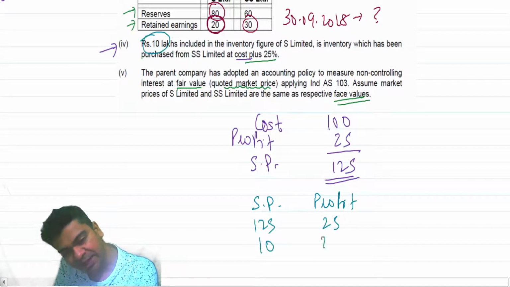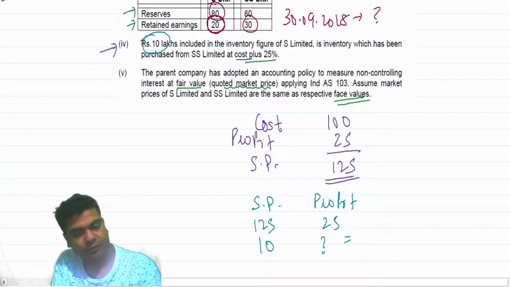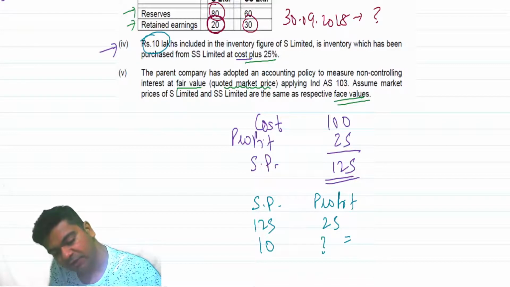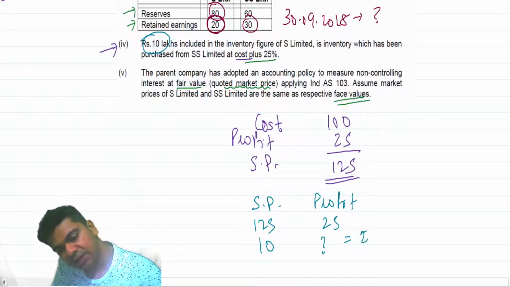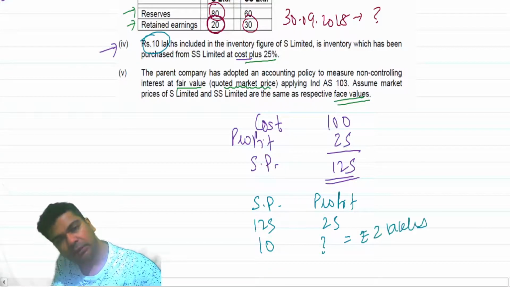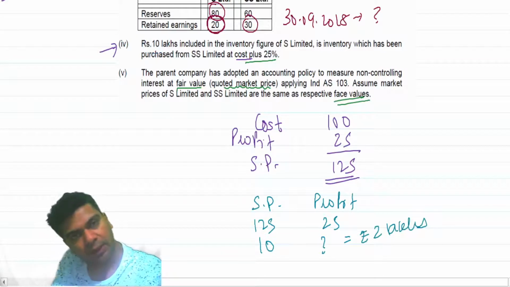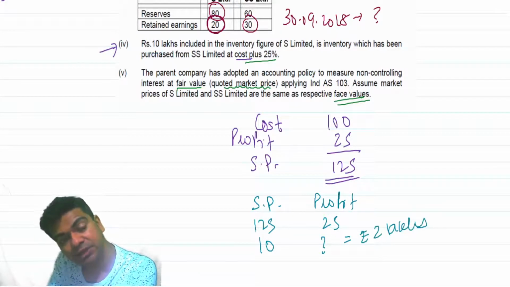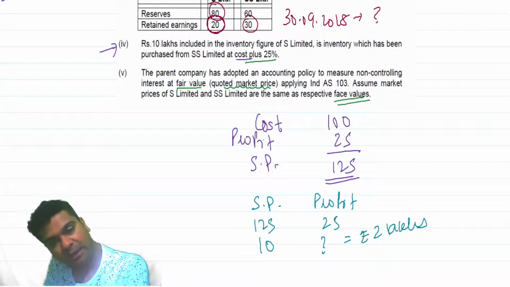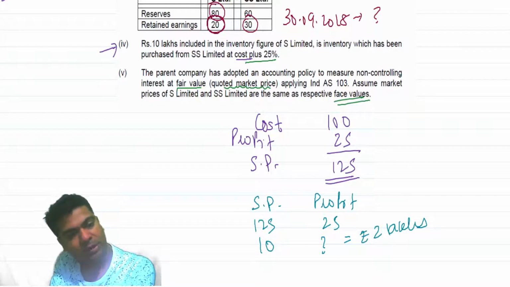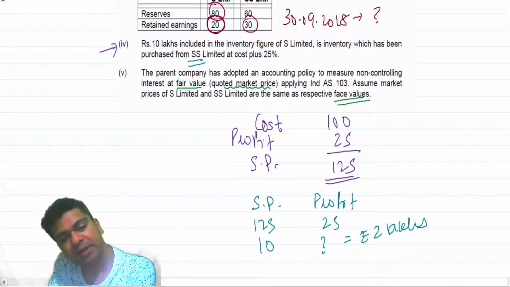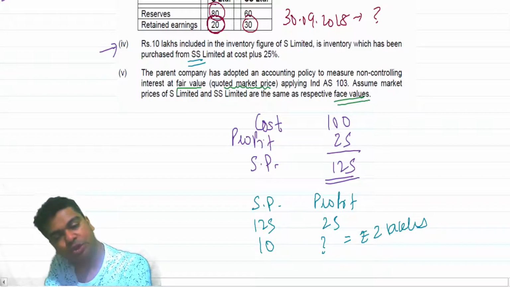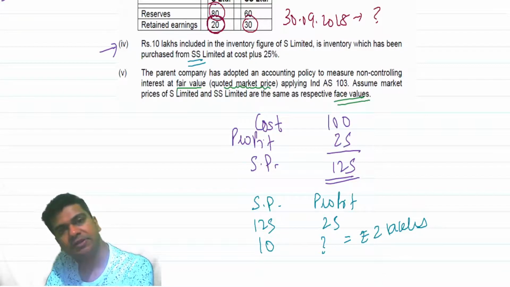So if it is 10, then how much is the profit? So I take 10 and multiply that by 25 by 125. My profit is turning out to be 2 lakhs. This profit is still lying in the inventory. If the goods are still held in stock, then the profit will become unrealized. Who has booked the profit? SS Limited has booked the profit. So from the pre and post acquisition analysis of SS, we should eliminate this profit.